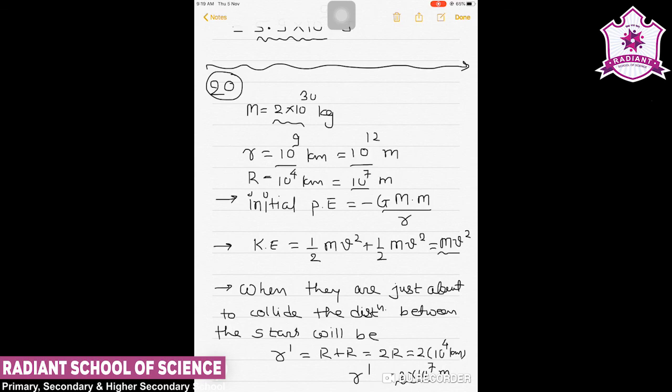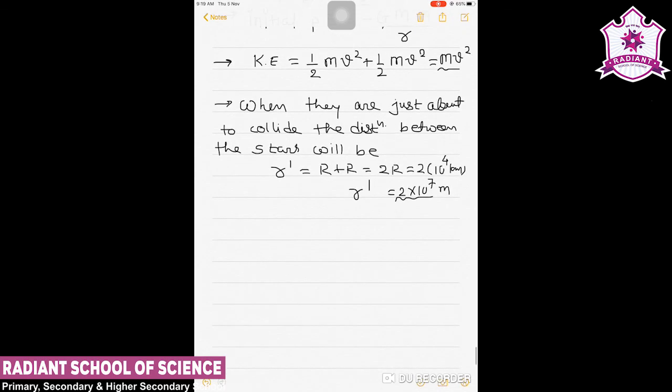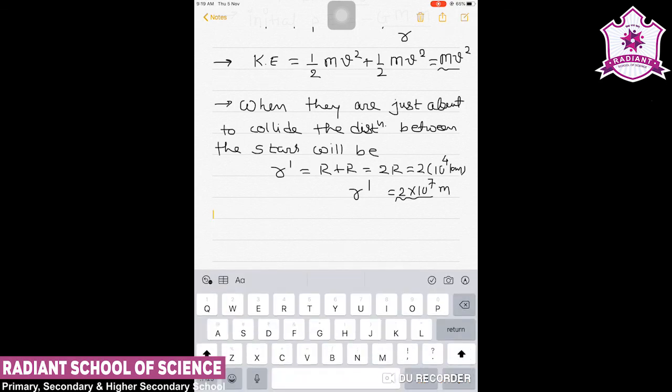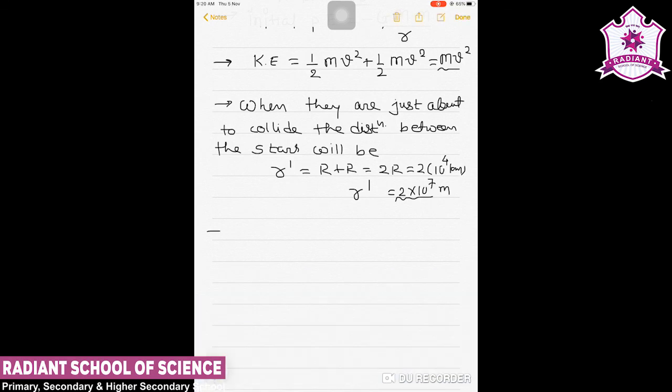Now from all this given information, we can simplify the equation, and the final potential energy will be minus G M into M over 2R, or R dash. So this will be the next equation.